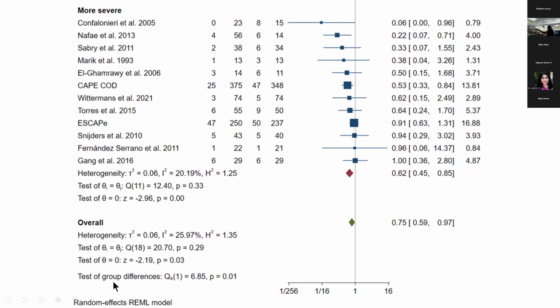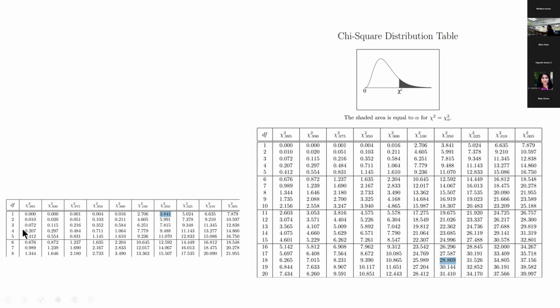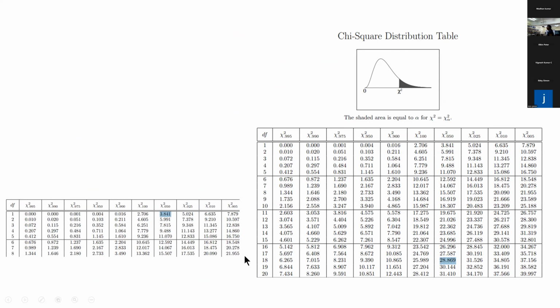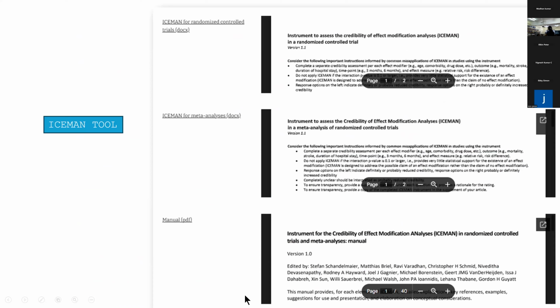So the degree of freedom becomes how much? 1. So for the chi-square for 1 with 0.05 alpha error is 3.84. This study's chi-square is how much? 6.85. And is that significant or not? Yes, it's significant. So there is definite subgroup difference in terms of mortality. So now that you have found a subgroup difference, now it's your job to actually prove that this is a credible subgroup difference and this is not due to chance. So what will we do next?